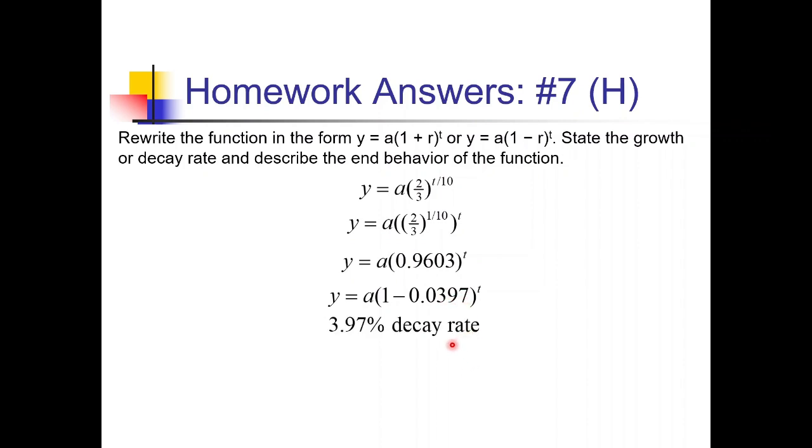As to the end behavior, since it's decay, we're starting high and ending at 0. So as x goes to the left to negative infinity, y is going up to positive infinity. And as x moves to positive infinity to the right, we're flattening out on the x-axis, so y is going to 0 for that one.